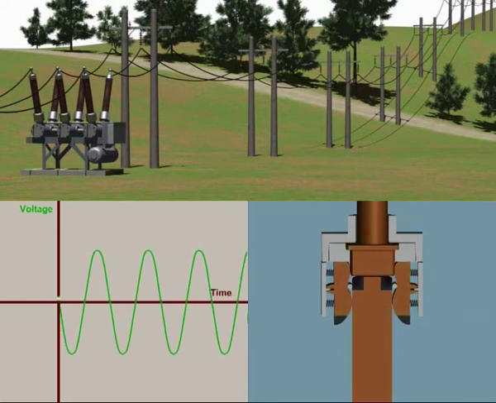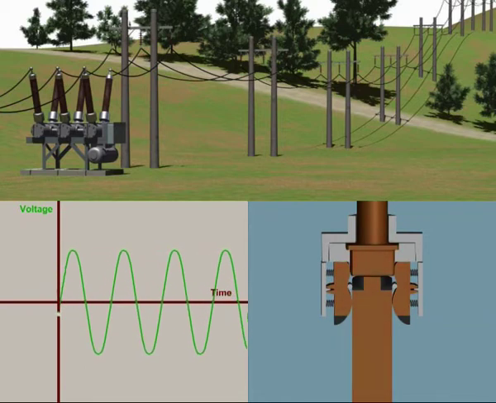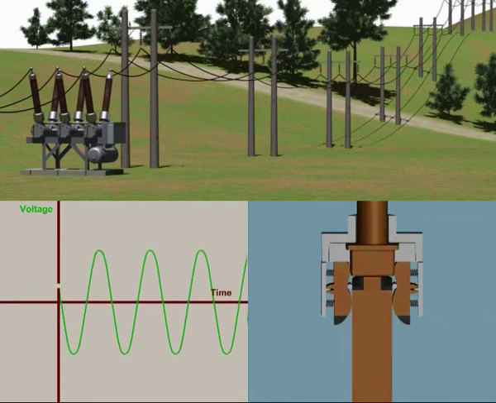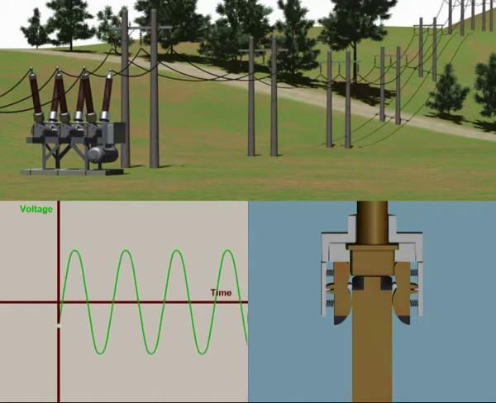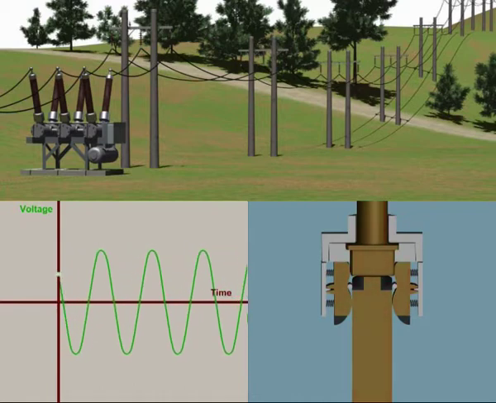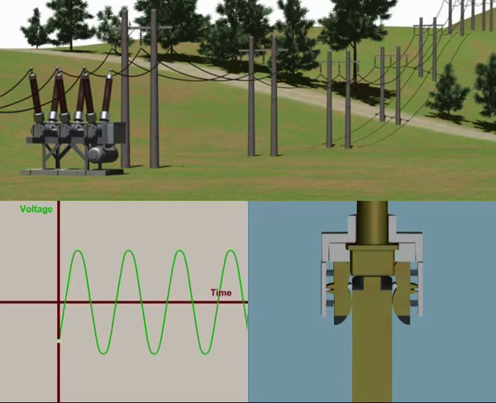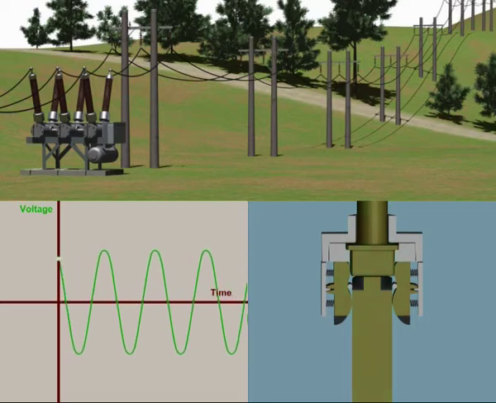When the contacts are closed, they carry the same voltage. This is illustrated by the pulsing green color, whose timing and intensity correspond with the moving voltage curve at bottom left.